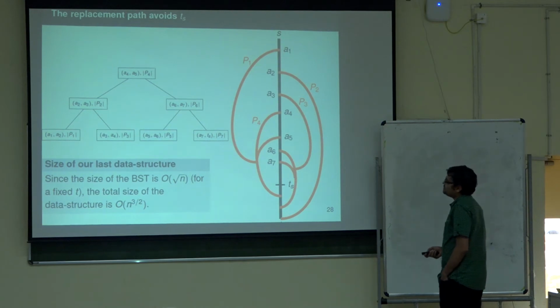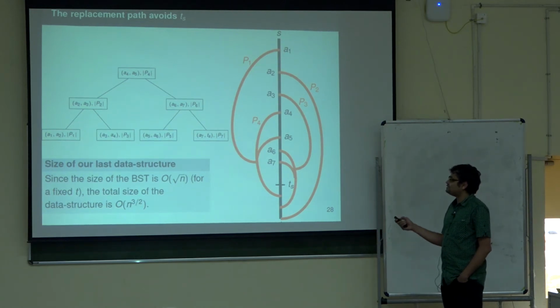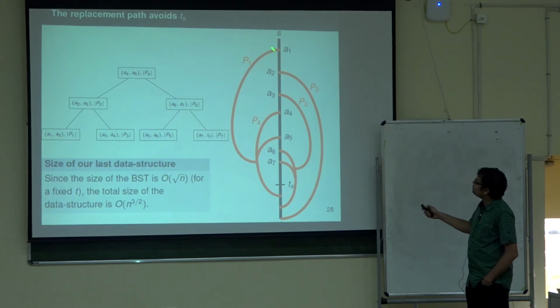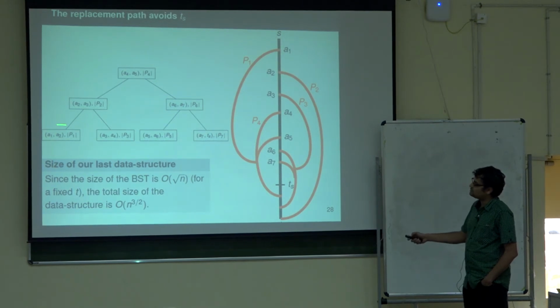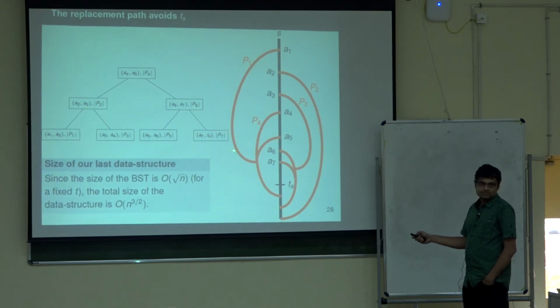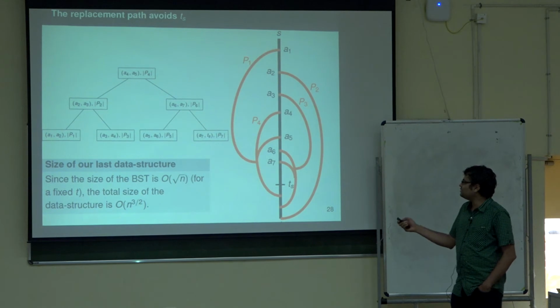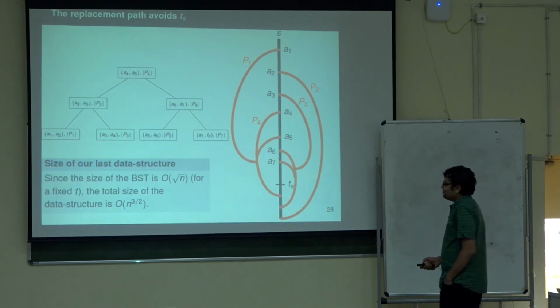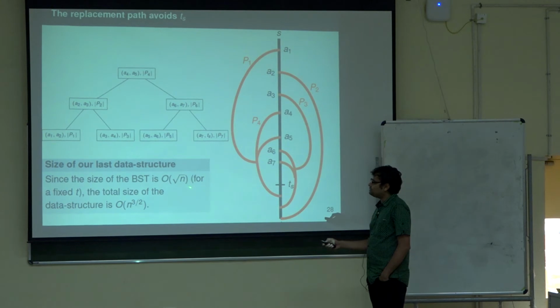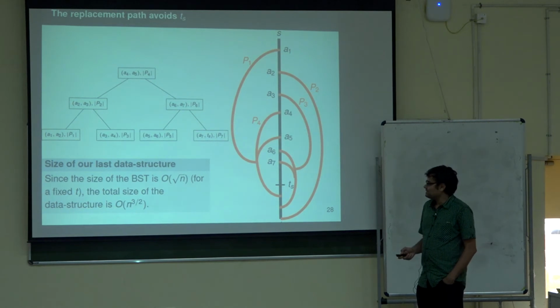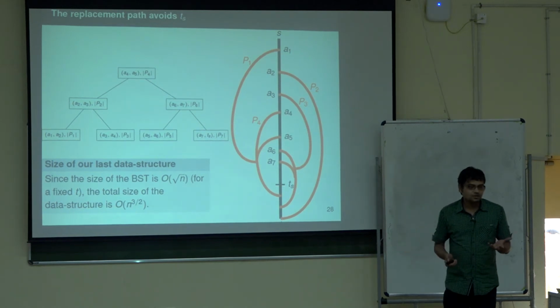If this is true, then what I can do is make a binary search data structure for all these replacement paths. So here is this path P1, and it is avoiding all the edges from A1 to A2. Similarly, this is path P2, and this is avoiding all the edges from A2 to A3. So I will make a binary search tree kind of data structure which will help me in the query. But I will not go into this particular data structure. Well, the size of this data structure is order square root of n because that is the number of paths. Well, this implies the total size of the data structure is order n to the 3 by 2.